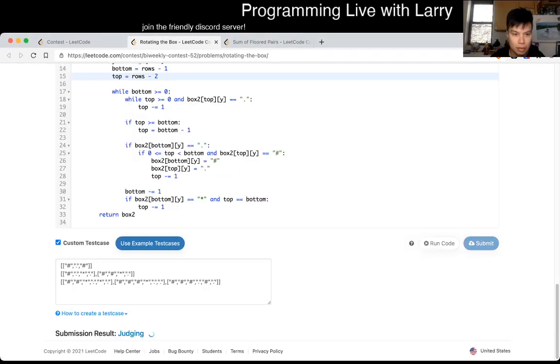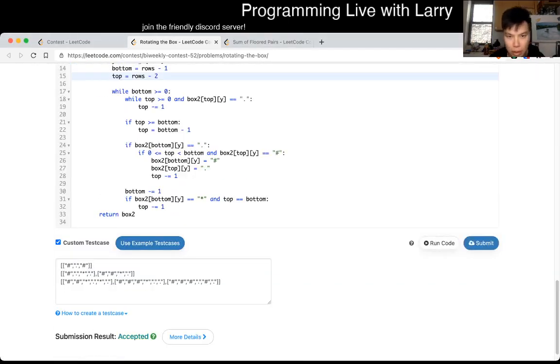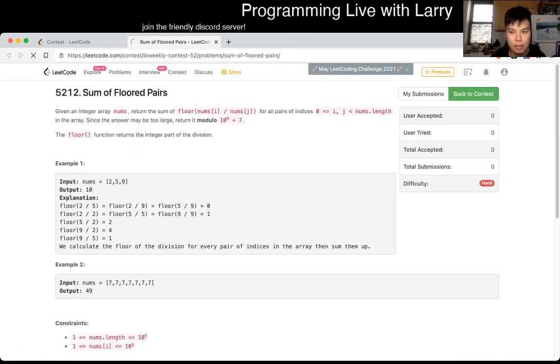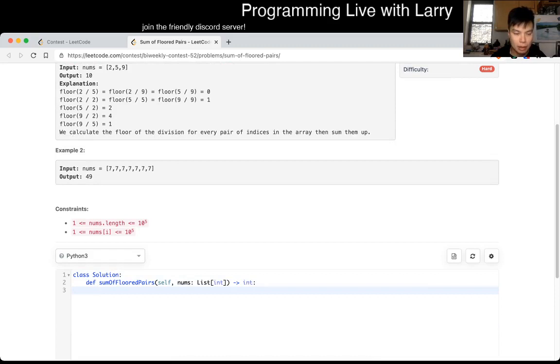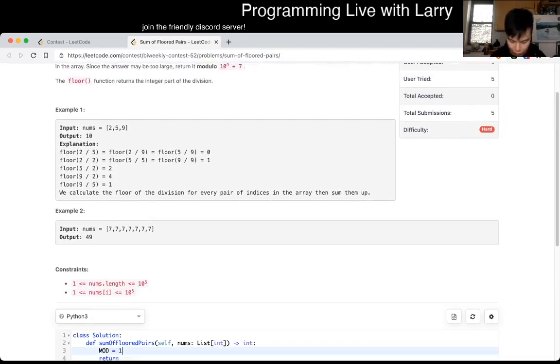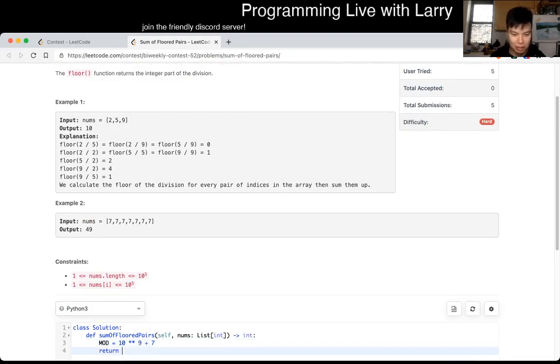Next. Okay. Mod. I have a song because I forget. That's not a good song though. Okay.